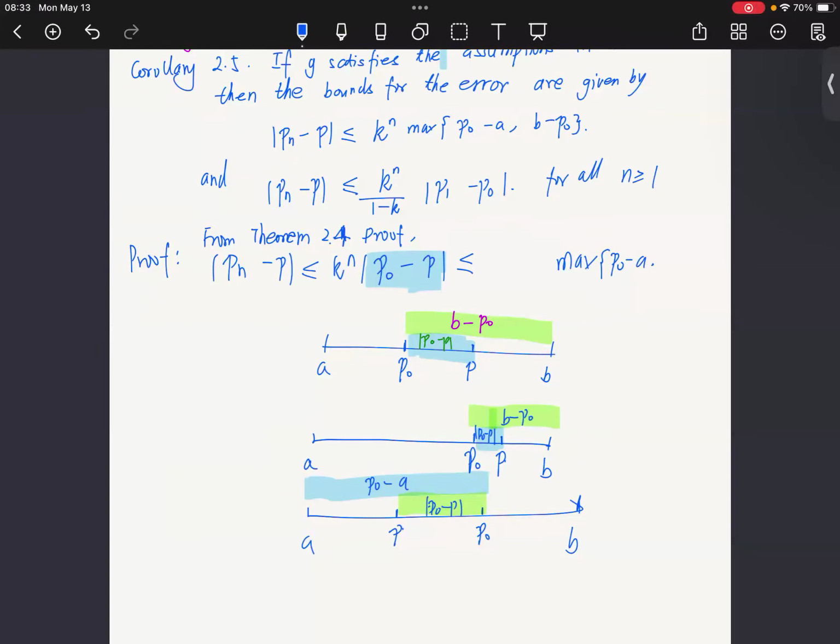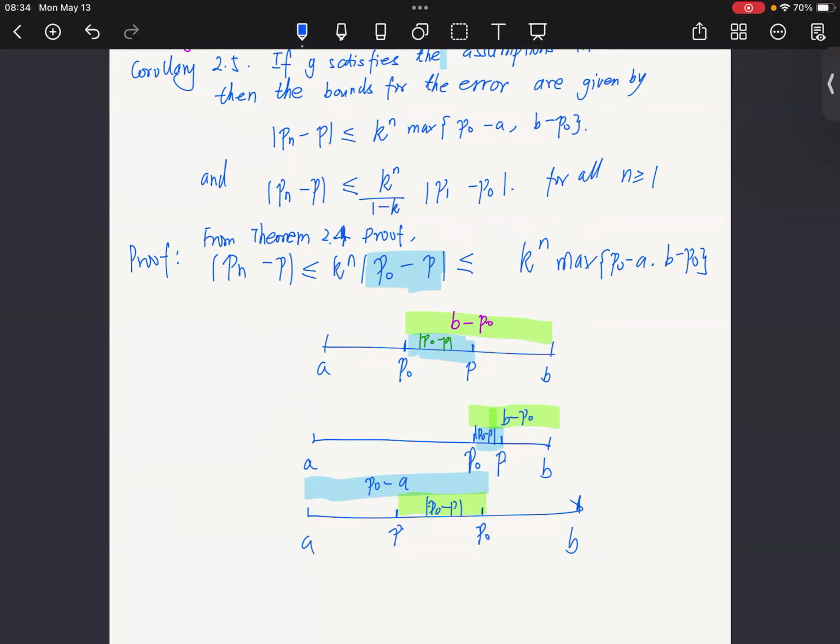That is the initial guess, the distance between the initial guess to the left endpoint, and then the distance to the right endpoint. And then taking the maximum between these two distances, the maximum of these two distances always bounds this P0 minus P. That is the initial guess to the solution. So this is what we have here for the first one.